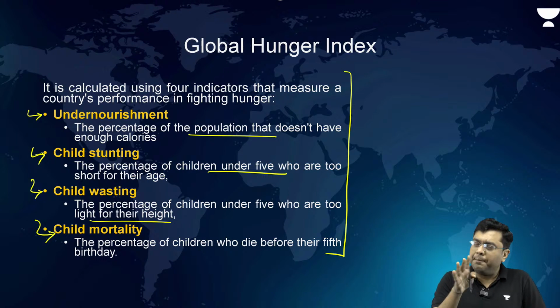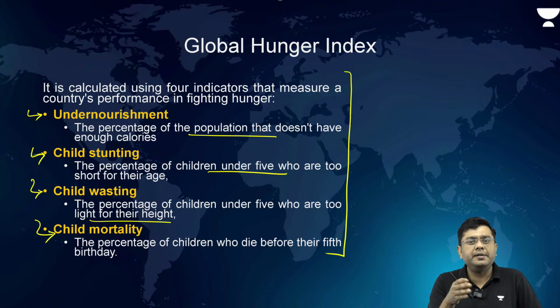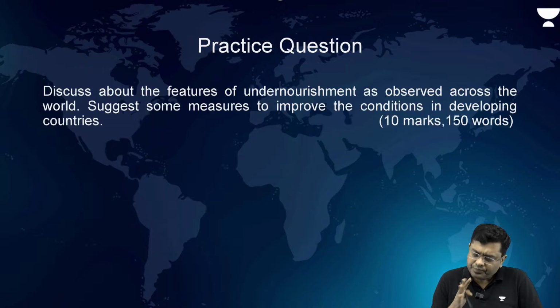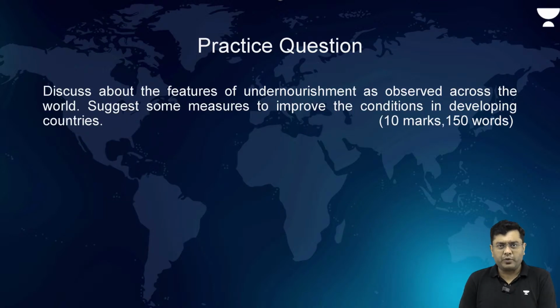Then we talked about the importance of accessibility, availability, awareness, and acceptance, how they become important parameters in terms of availability of food and the availability of nutrition. And then we talked about the global hunger index and what to be extracted out of it. Okay. Now let us take a look at the practice question.